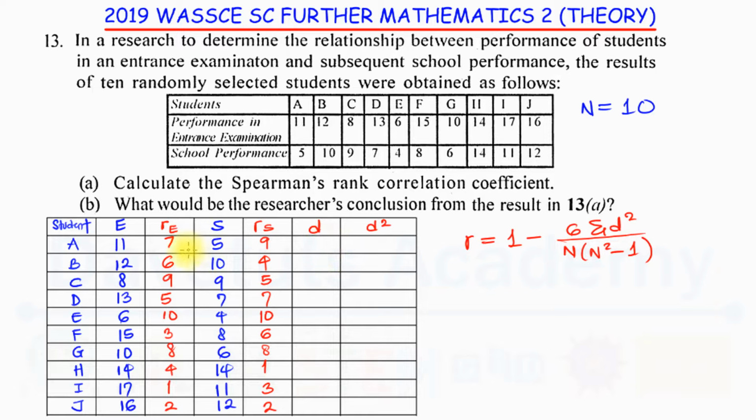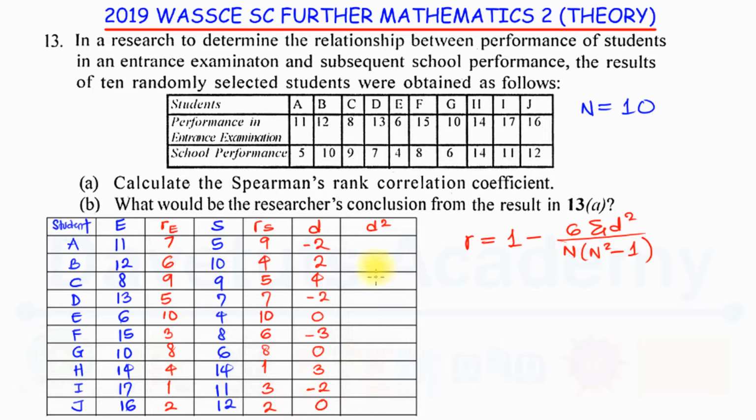So the deviation will be 7 minus 9, that is minus 2. 6 minus 4, that is 2. 9 minus 5 is 4. 5 minus 7 is minus 2. 10 minus 10 is 0. Then 3 minus 6, that is minus 3. 8 minus 8 is 0. 4 minus 1, that is 3. 1 minus 3, that is minus 2. Then 2 minus 2, that is 0.